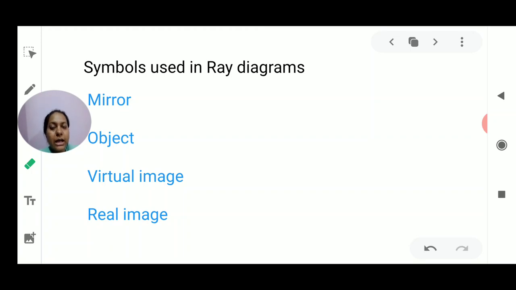And now today I'm going to discuss the symbols which are used in ray diagrams, what the word ray diagram means, and how we are going to make ray diagrams in the case of spherical mirrors, that is the concave mirror. First we'll study concave mirror image formation, and then convex mirror image formation. Here we should first understand what symbols are to be used in a ray diagram.